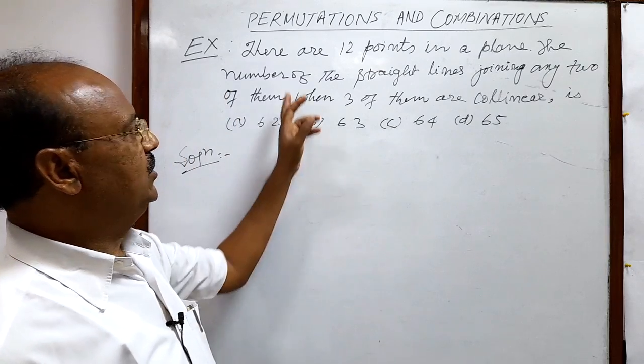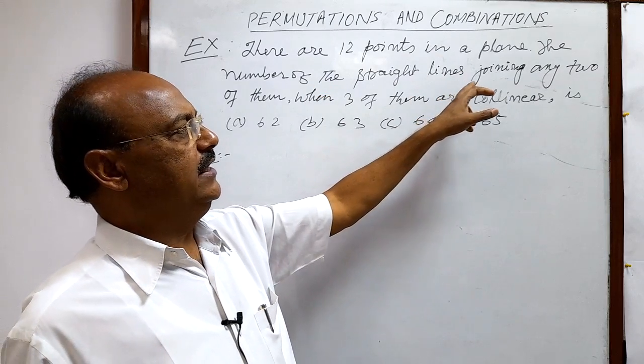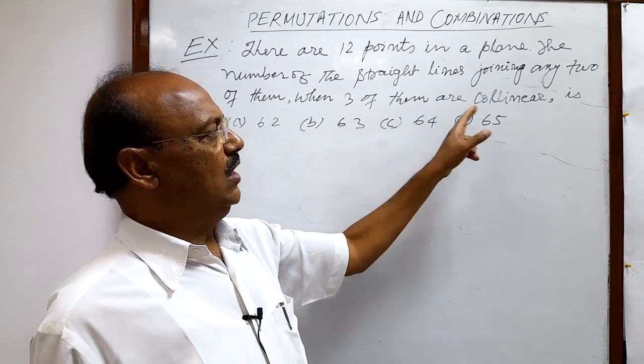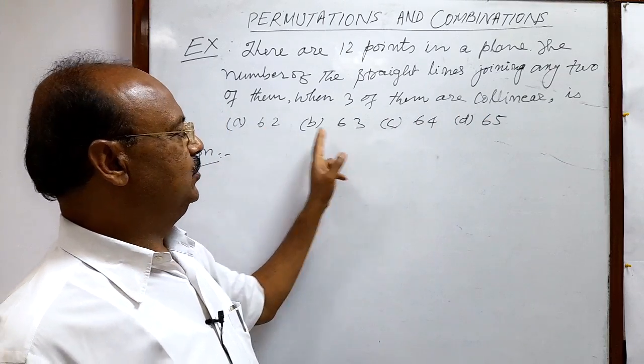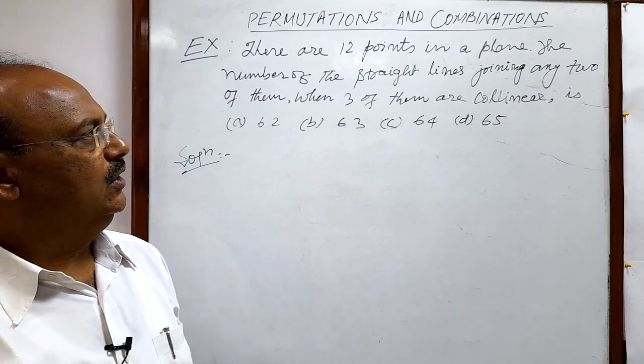Okay, here the question is: there are 12 points in a plane. The number of the straight lines joining any two of them when three of them are collinear is, four options are given here for the answer: 62, 63, 64 and 65. Hope you have understood the question.